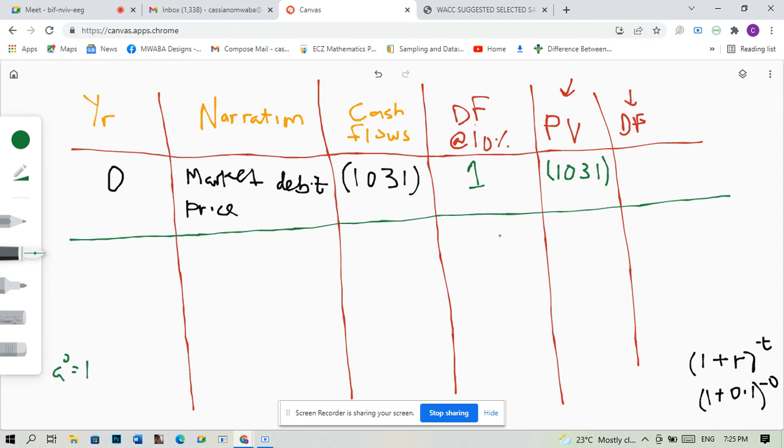So the debt says it's got 6 years to maturity, right? So we're going to put from year 1 to 6, and this is going to represent the interest payment.